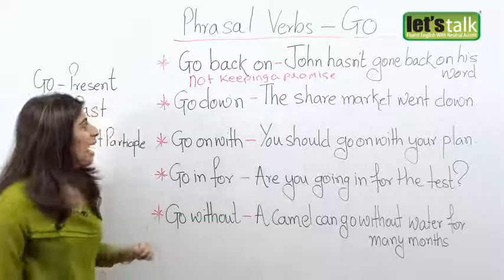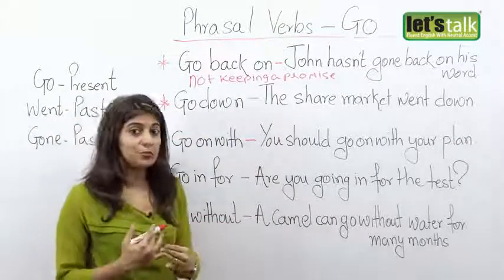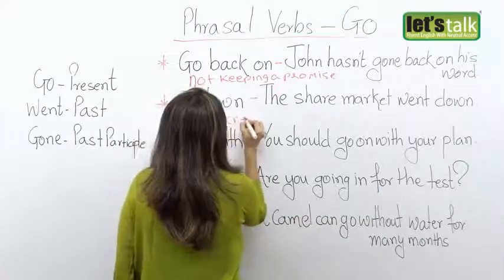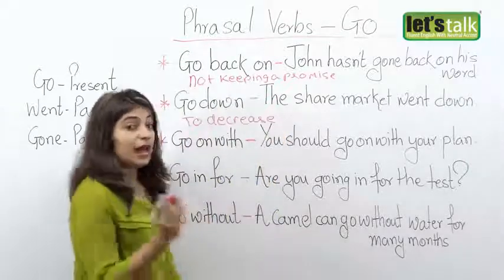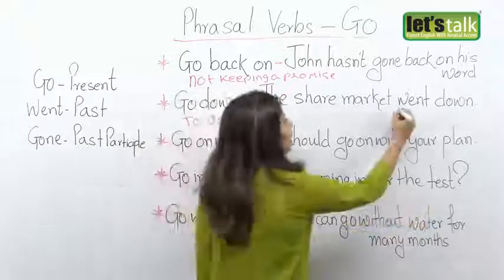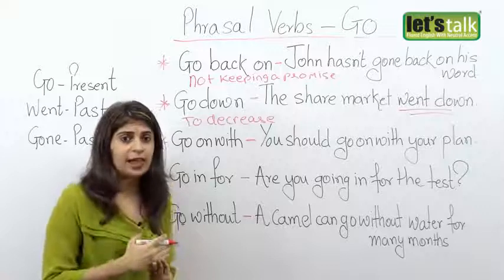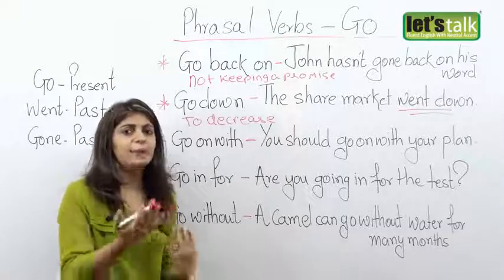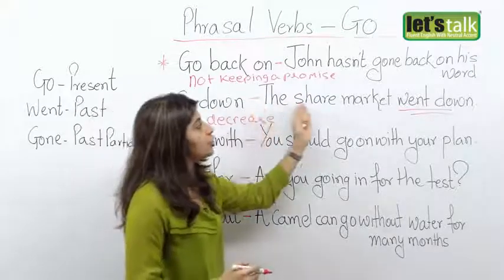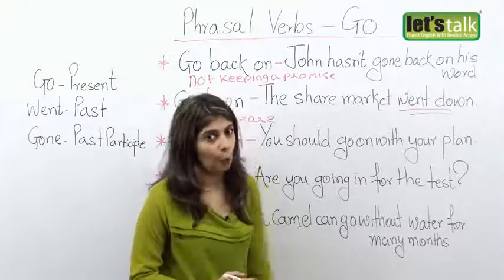Now the next one we have is go down. Go down is basically to reduce or to decrease. I have a sentence here: the share market went down. So the share market went down means that it has decreased. Okay, it's not doing very well and this time it has decreased, right? And that's why we are using the phrasal verb: the share market went down. Okay, and here it's the past of the verb go.